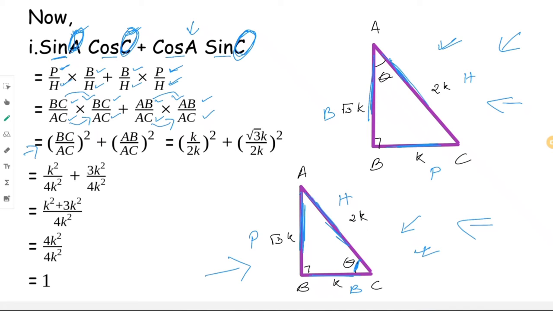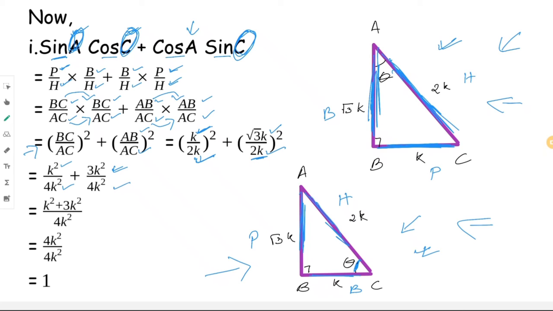So BC is how much? BC is k, so I've written k, and AC is 2k, so I've written 2k. Now next is AB square. AB is again root 3k, so I've written root 3k, and AC is again 2 times k. Now let's multiply k into k, I'll get k square, then 2k square, that means 2 to the 4, k square. Same thing, root 3k square means I'll get 3k square, and the same thing here, 2 to the 4 k square.